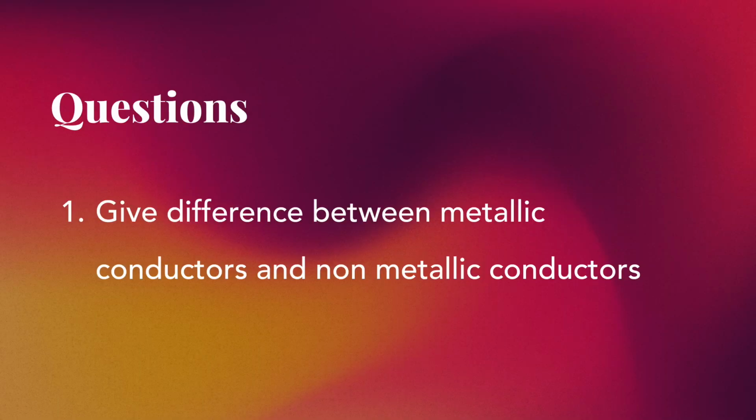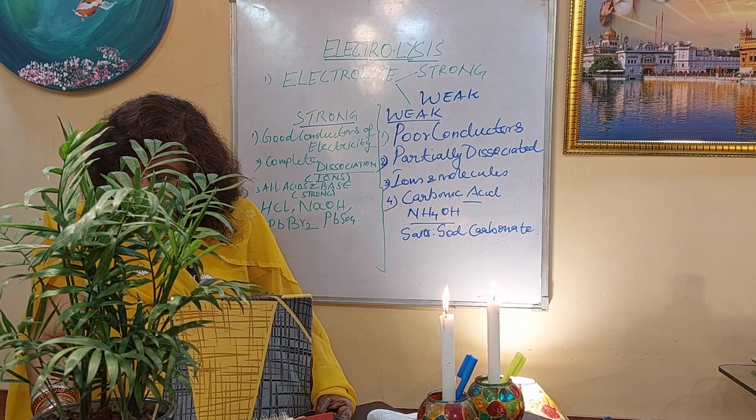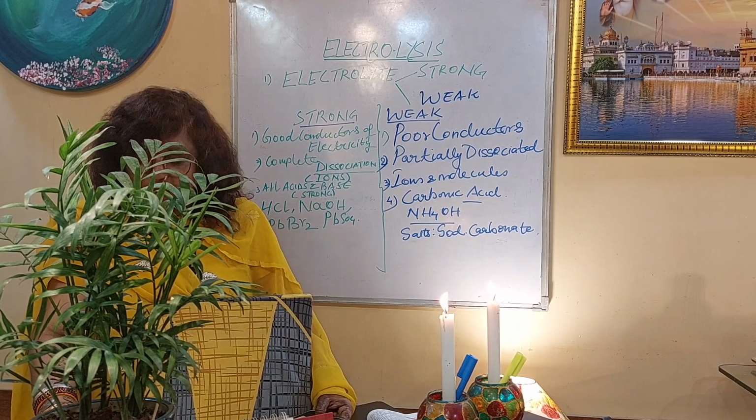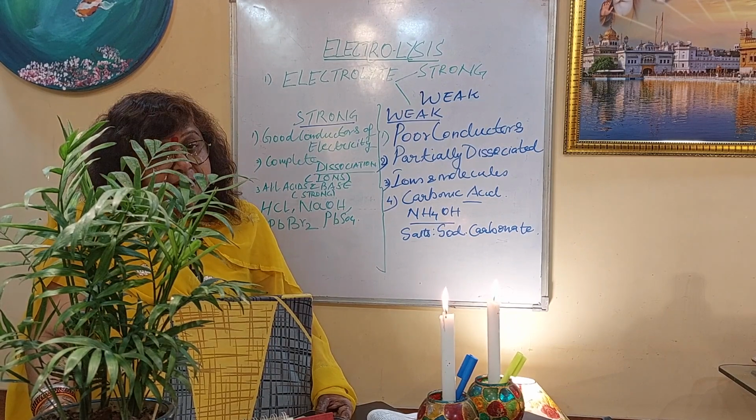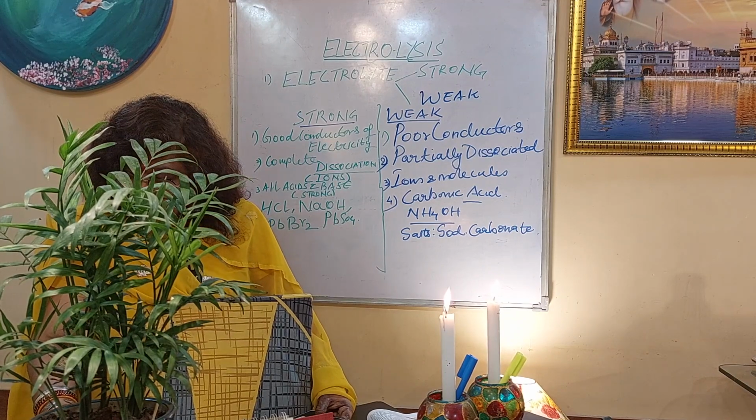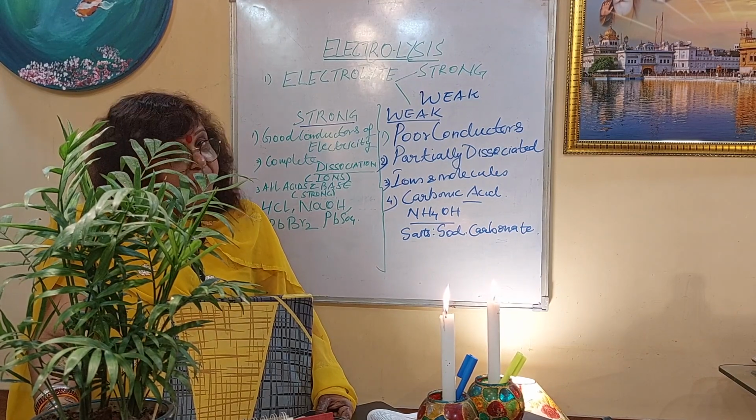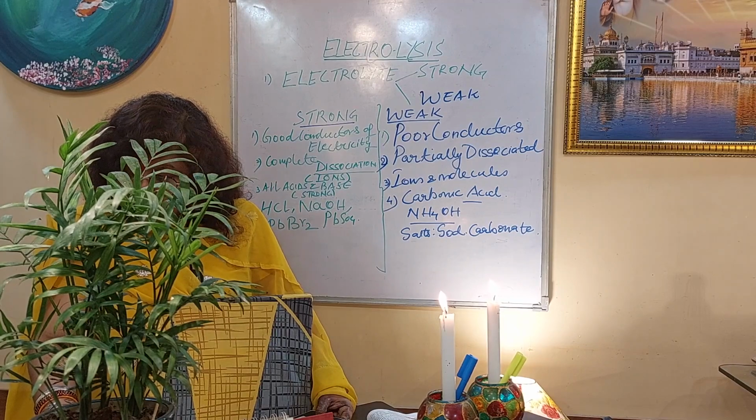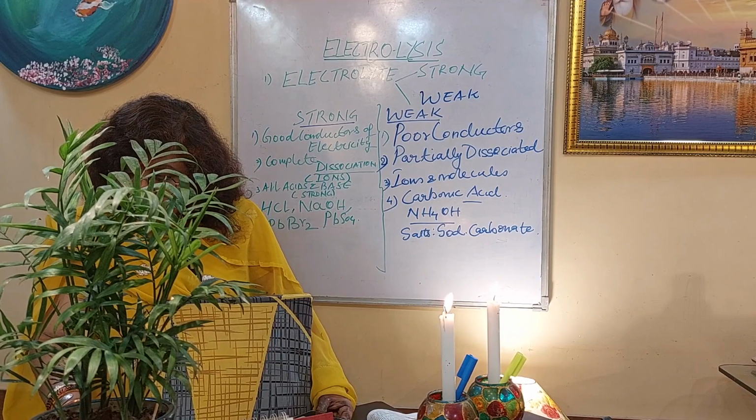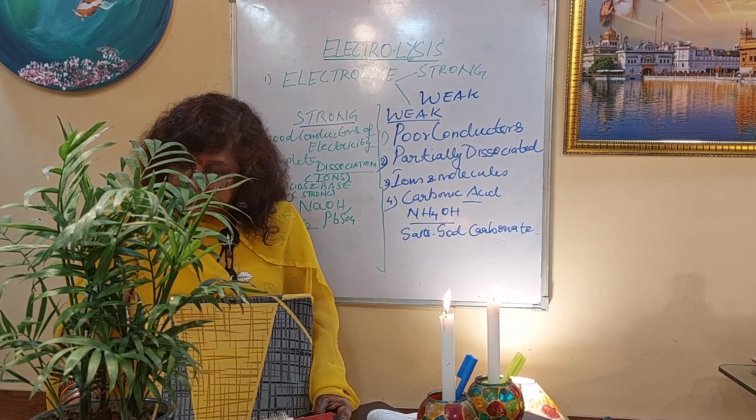Now, in metallic conductors, the flow of electricity takes place due to the flow of electrons from the negative to the positive pole, only in the case of metals. There is no flow of matter. Matter doesn't decompose here, only in the case of metals. Then conductivity decreases with an increase in temperature.